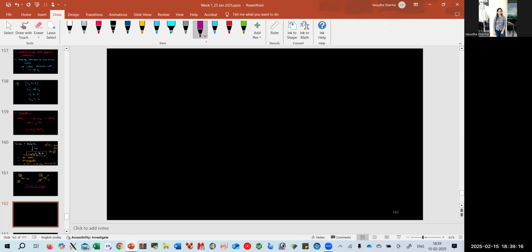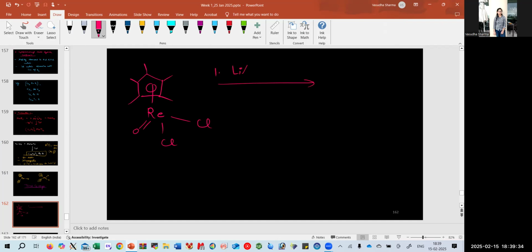Moving ahead with their certain different reactivity. So if I have a substituted cyclopentadienyl, meaning having a pentamethyl group with rhenium double bonded O, having Cl and Cl, when I'm treating it with first lithium aluminum hydride, which is a very strong hydride source, and methanol, it would end up forming hydrides, 6 hydrides with rhenium and having a CP group.